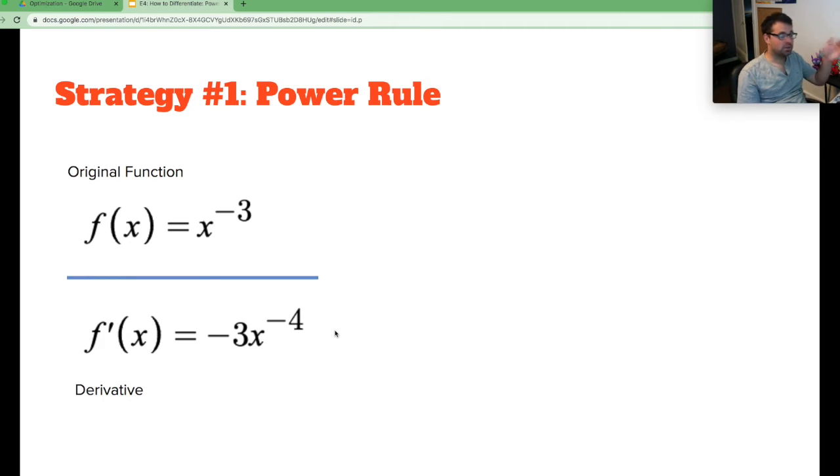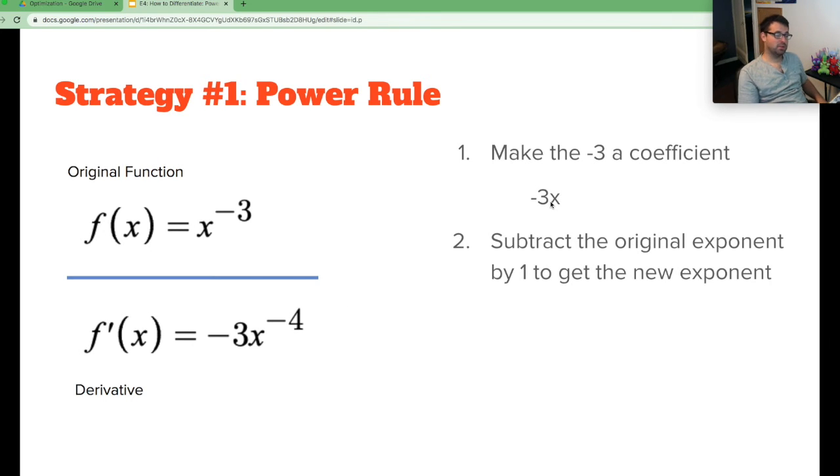Let's see what this looks like. Same two steps, just with a negative exponent. X to the negative third. Step 1 is still the same. Make the negative 3 a coefficient. So we bring that down in front and we get negative 3x. Step 2, subtract the original exponent, negative 3, by 1 to get the new exponent. So negative 3 minus 1, going down, going to the left on that number line, is negative 4. So negative 3 minus 1 is negative 4, and that's where we get our new exponent. And that's it. Negative 3x to the negative fourth is the derivative.